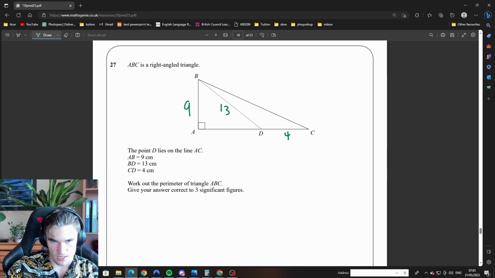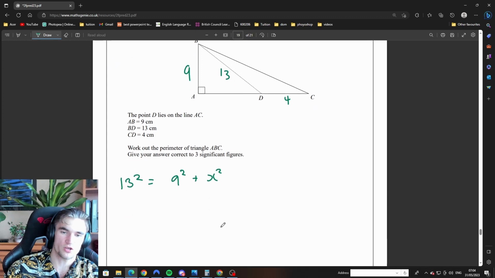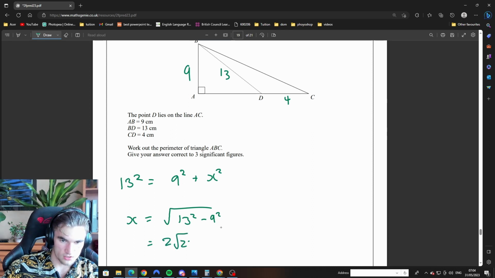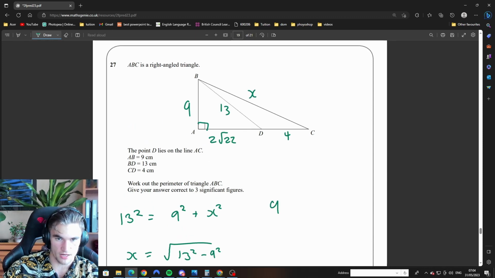So I can see that's going to be Pythagoras straight away because there's a triangle here, right? So I can figure out what this is using Pythagoras. So I'm just going to do 13 squared equals 9 squared plus something squared, right? So I'll rearrange that slightly. So I know that x is going to equal the square root of 13 squared minus 9 squared. If you rearrange that, you're just going to get 2 root 22. And I'll leave it like that because it's going to be a crazy decimal. You see, because it's a right angle, it's just Pythagoras. 9 squared plus 2 root 22 squared plus 4 squared.